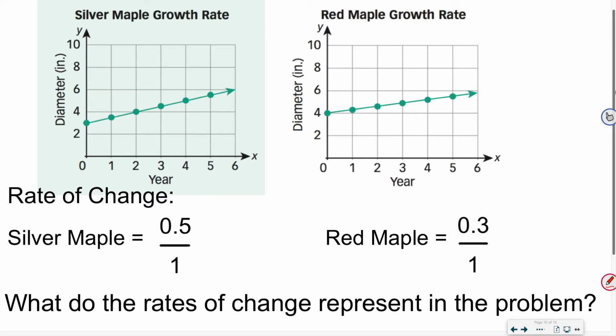And if I had to put these on the same graph, it would look something like this. And over time, yes, the silver maple's starting smaller, but because it's growing faster, eventually it's going to surpass the red maple in its growth.